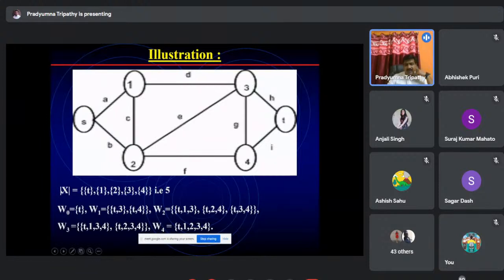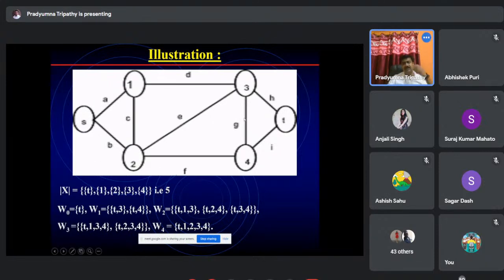So what we have done over there, we have taken all the nodes except the source node. Look over here, X is the set of nodes except the source node. So what are we left with? We are left with 1, 2, 3, 4 and T. So how many nodes are in this set? There are 5 nodes.